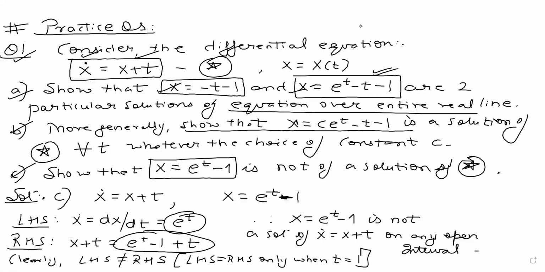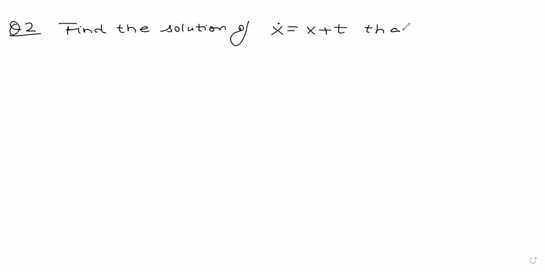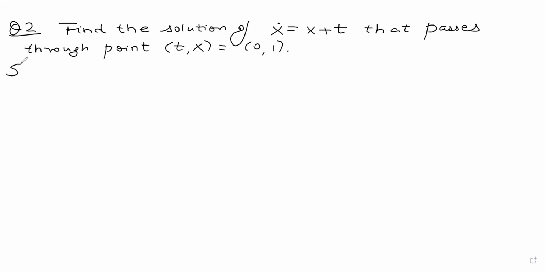Okay, let's now solve question 2. Find the solution of x dot equal to x plus t that passes through the point t comma x equal to 0 comma 1. Okay, so we need to find the solution of x dot equal to x plus t that passes through the given point.